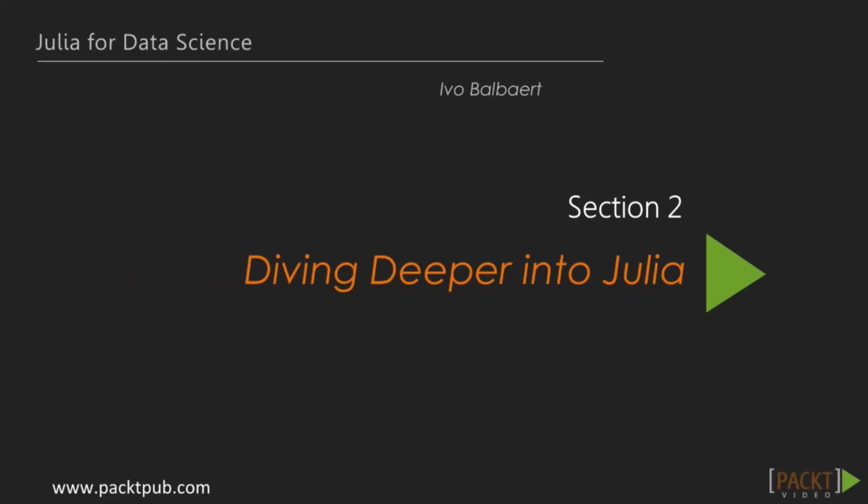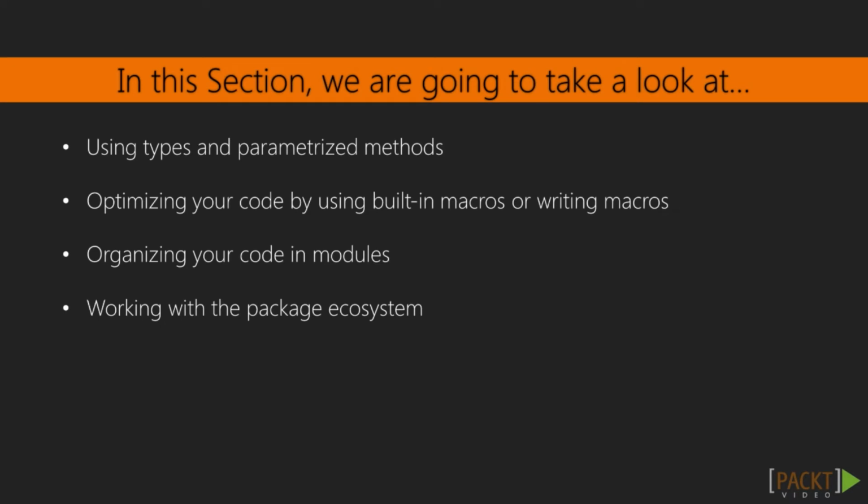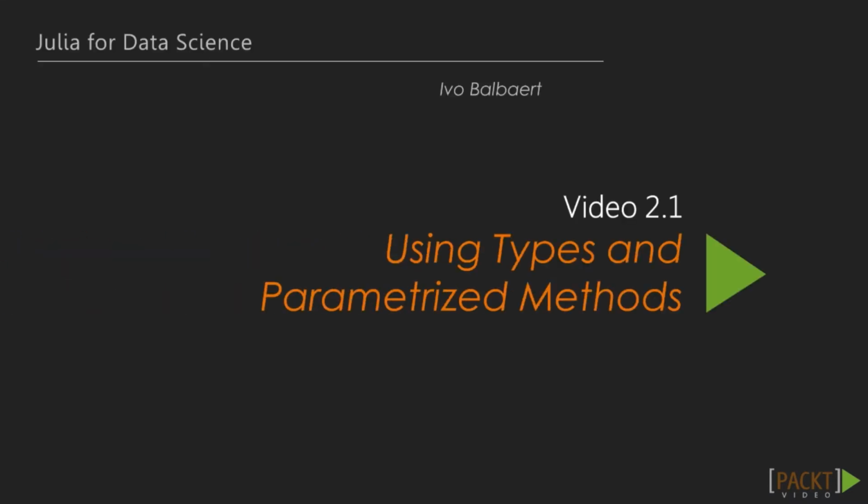Hi, and welcome to section 2, diving deeper into Julia. In this section, we will further discuss the use of types to make code more general and performant. Using macros to make code more flexible and less repetitive will be discussed, as well as modules to organize code. Finally, we explain how to add to the capabilities of your Julia environment by using external packages. Now we move on to the first video of this section that deals with types and parameterized methods.